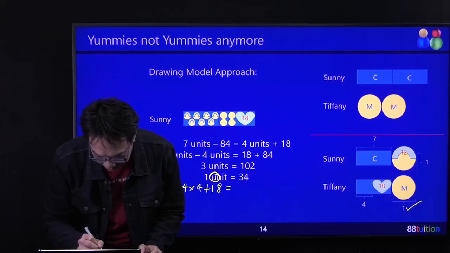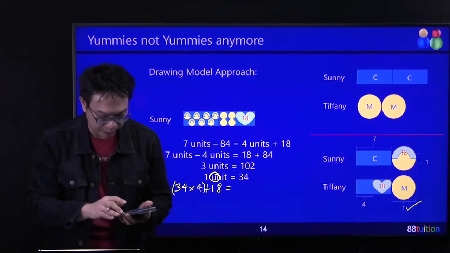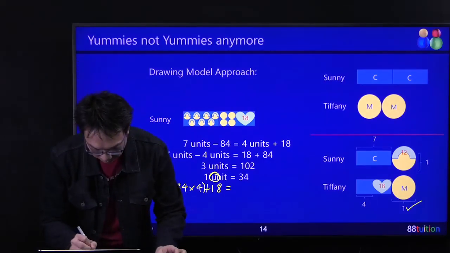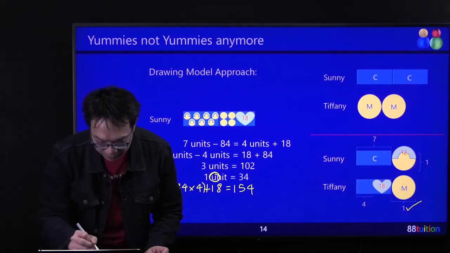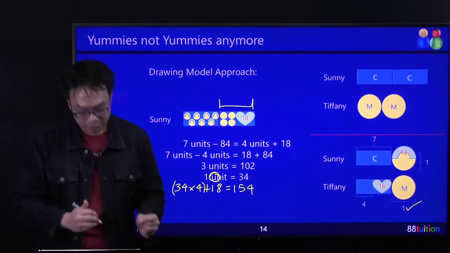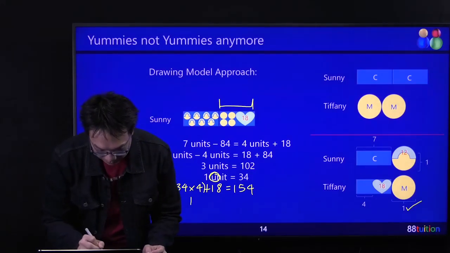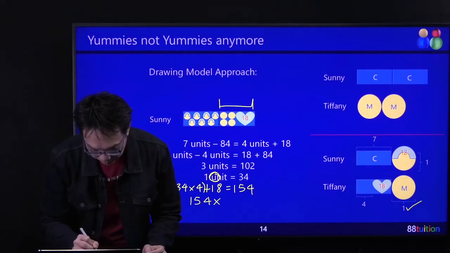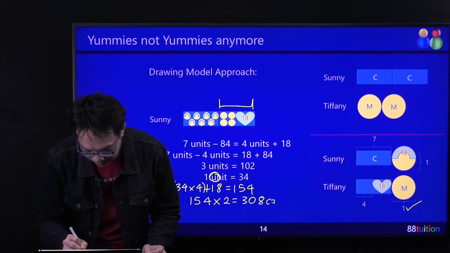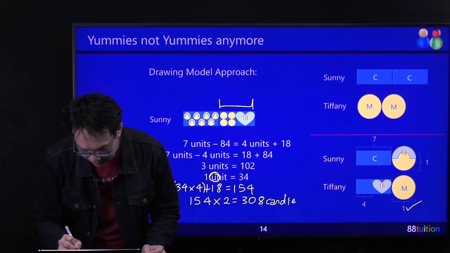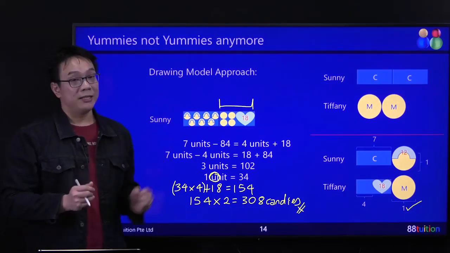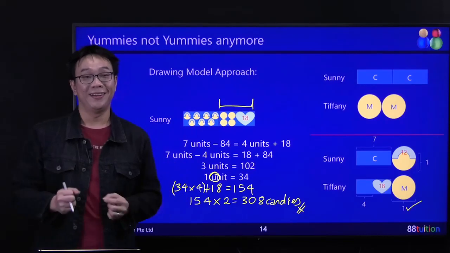So you can press your calculator. 34 times 4 plus 18. That will be 154. 154 will be one of this. Can you see? But in the beginning, Sunny got 2 of it, right? So you have to write one more step in. 154 times 2 gives you 308 candies. And that is the total number of candies Sunny had in the beginning. That's all. Can you see now?